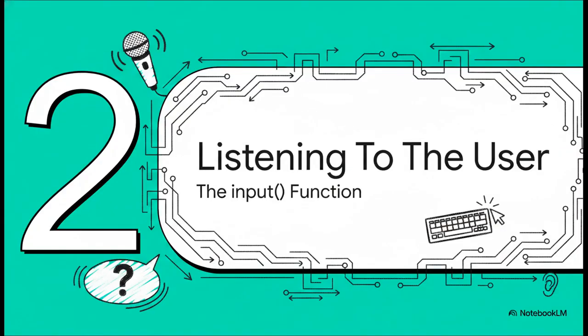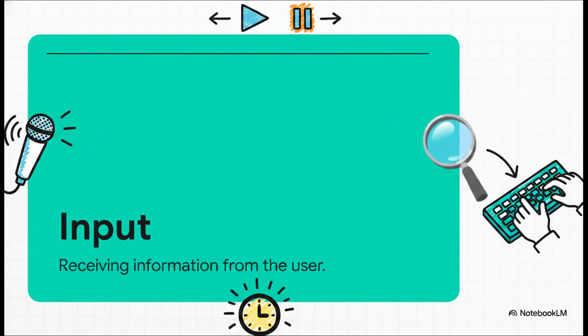Moving on to section 2, listening to the user with the input function. If output is talking, well, input is listening. Input simply means receiving information directly from the user while the program is actually running. Python handles this with the incredibly powerful input function. And honestly, the coolest part is that this function literally pauses your entire program. It just hits the brakes and waits for the user to type something in, like their name or city, before it moves on. This right here is the magic key to making interactive programs.